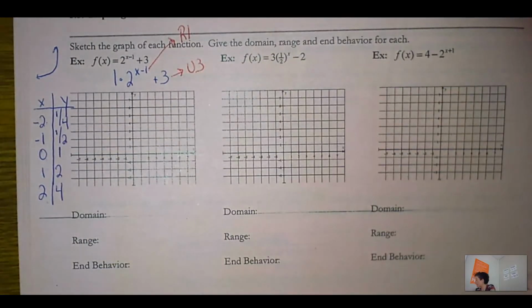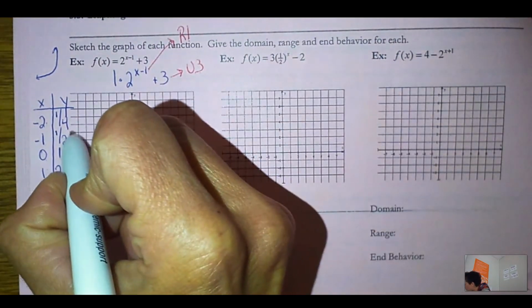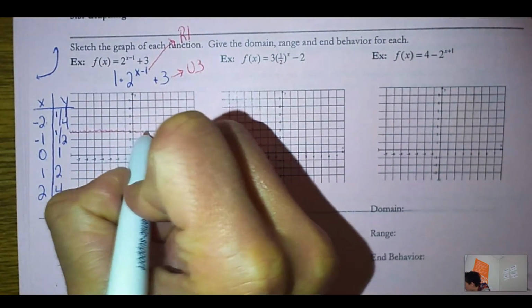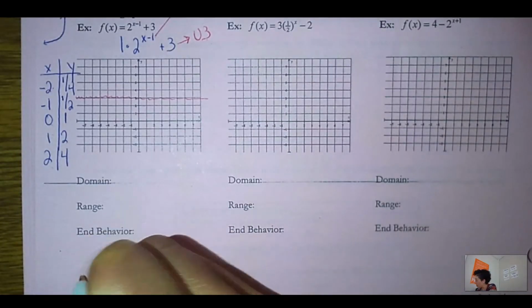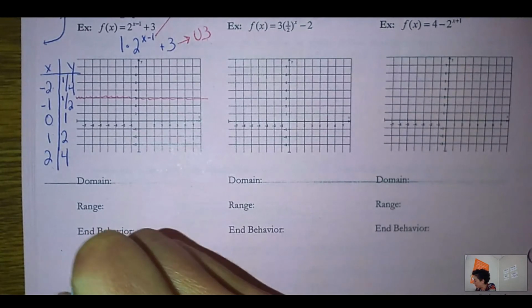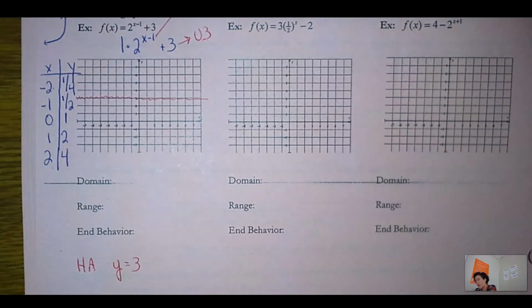So the first thing to realize is that your up 3 is going to take your wall and move it up 3 to right there. So now I have a new horizontal asymptote, which I'm going to put here, of y equals 3. Let's go ahead and get this graphed.